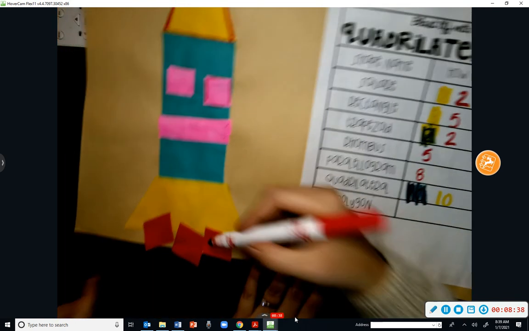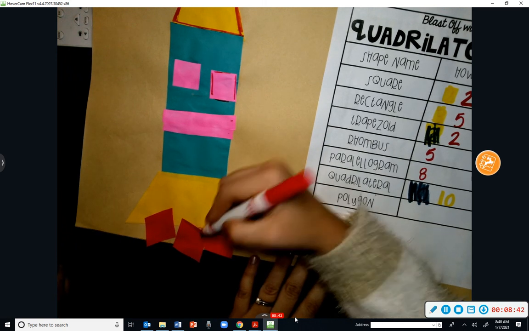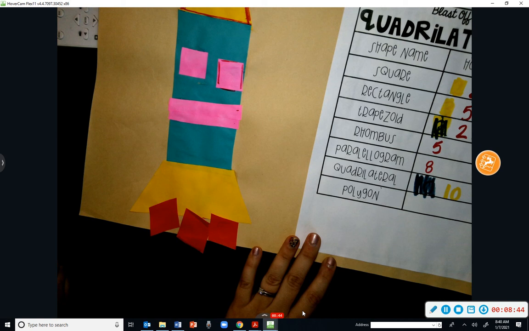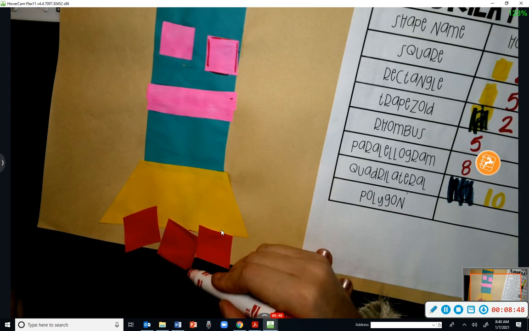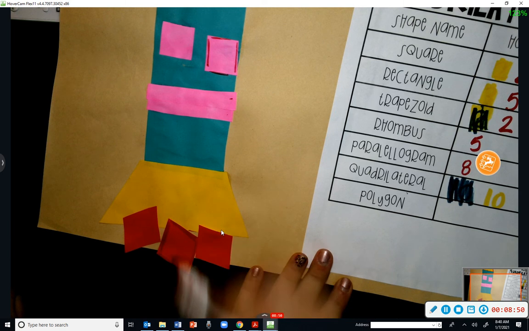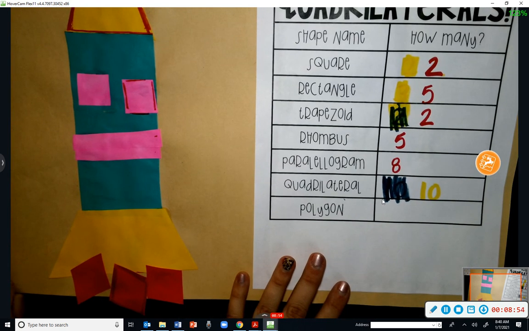The rhombuses are parallelograms because look at the opposite side. So if I look at this side and this side, are they parallel? Yes. Okay, and this one and this one, are they parallel? Yes. Okay.